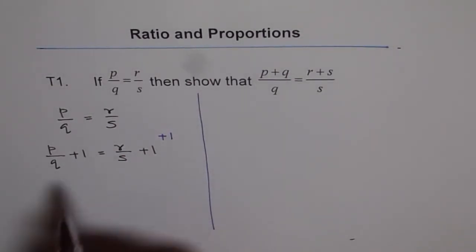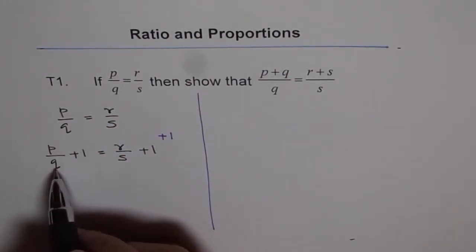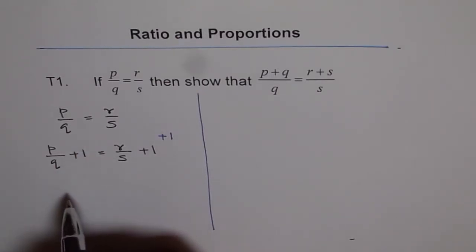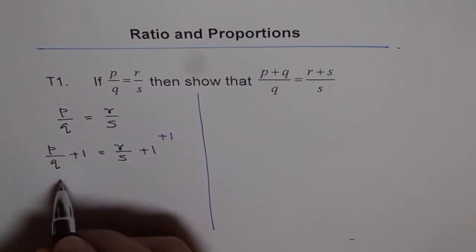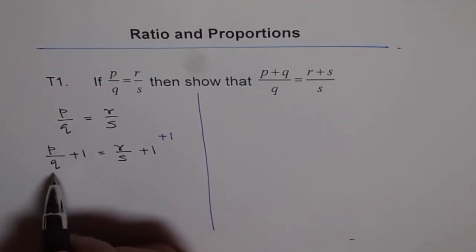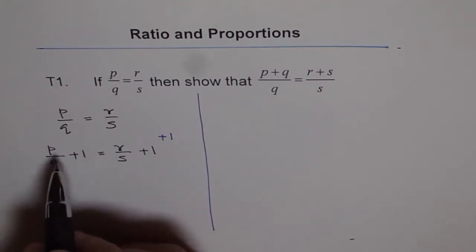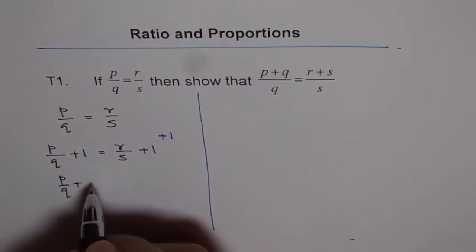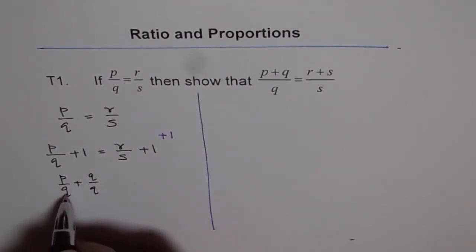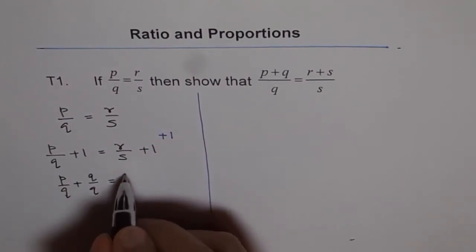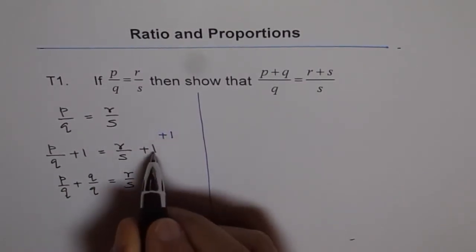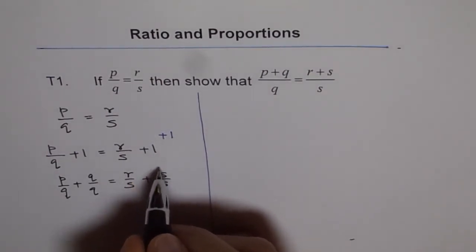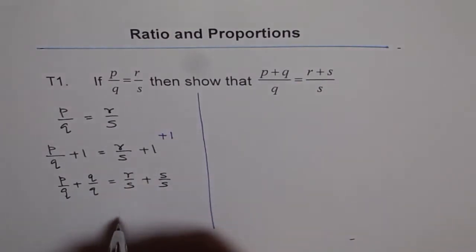Now, to add 1 to a fraction, we have to take a common denominator. So 1 could be written as Q over Q. Or, as some students will do, take a common denominator. So I'll write P over Q plus 1 as P over Q plus Q over Q, because I need a common denominator, equals R over S plus, here what should I write 1 as? S over S. Think like 1 is 1 over 1, and we want the same denominator, S here.